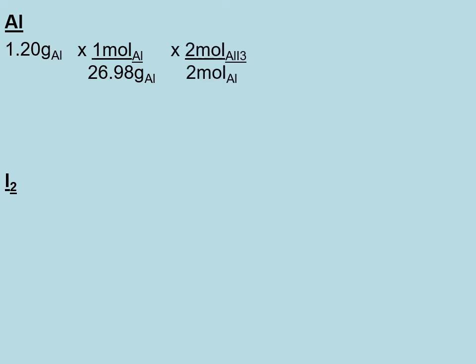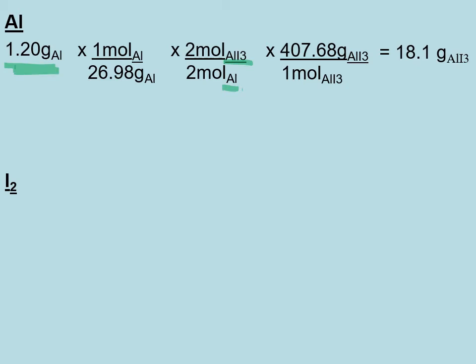We look at the mole ratio from the equation, the mole ratio between the aluminum and the aluminum iodide. And so that is a 2-to-2 ratio. This then can be converted to mass of aluminum iodide by using the molar mass of aluminum iodide. 1 aluminum, 3 iodines gives you a molar mass of 407.68-ish. And so the amount of product that we could make if we used all of this aluminum and turned it all into aluminum iodide, we could get 18.1 grams of aluminum iodide.